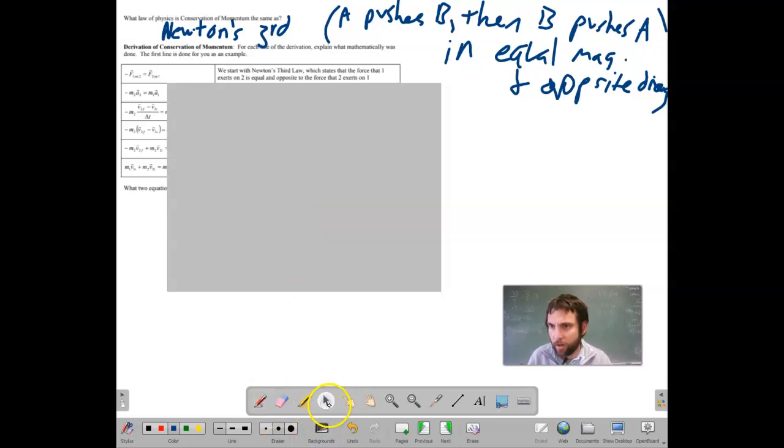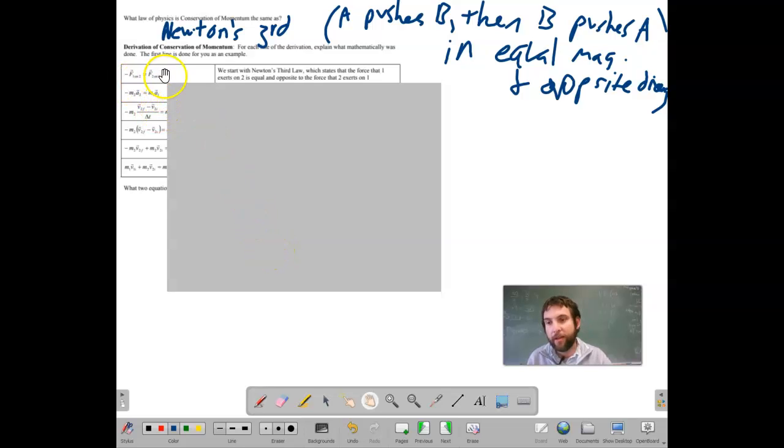Continuing on, we are going to do another derivation, this time for the derivation of conservation of momentum. For each line in the derivation, explain what mathematically was done. Remember what a derivation is. Deriving an equation just means showing the steps on how you got to them. For this one, we're showing the steps starting with an equation that we already know, which is what we do when we derive. We look at our equation sheet and we say, okay, what equation do we know?